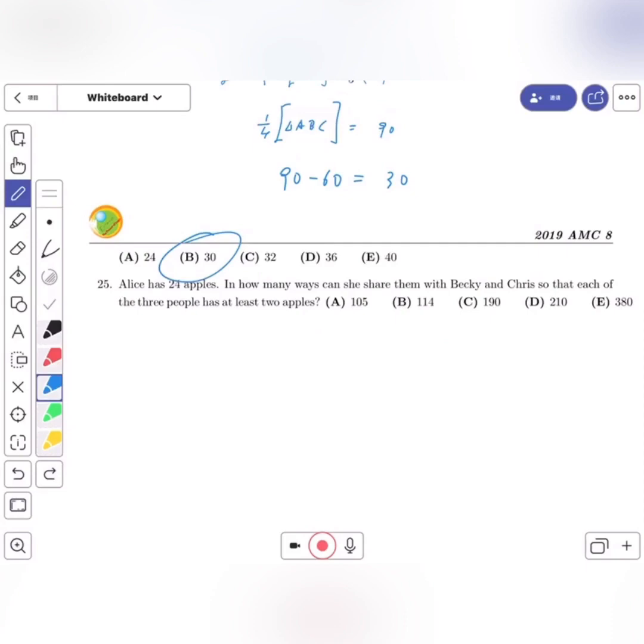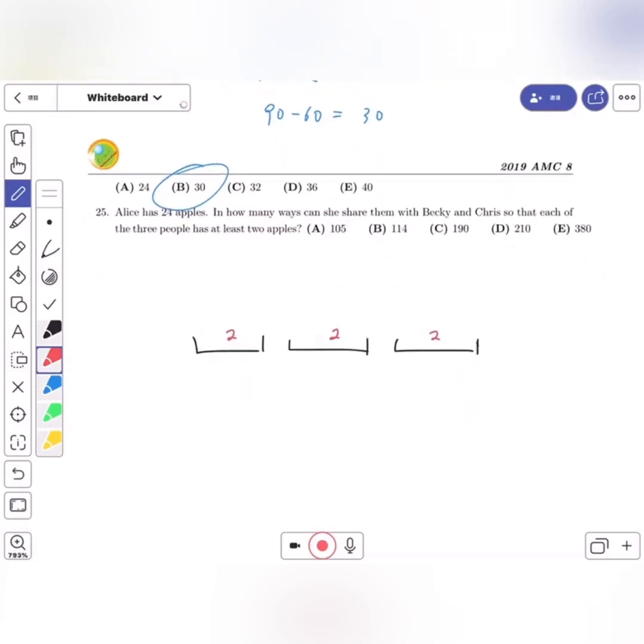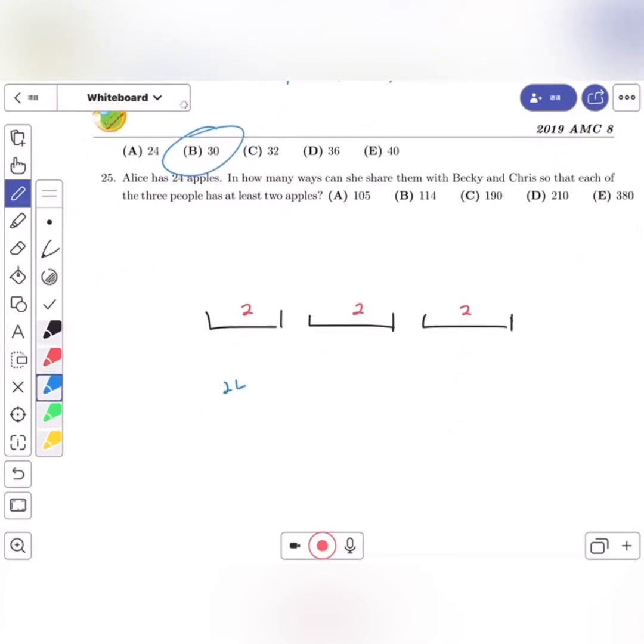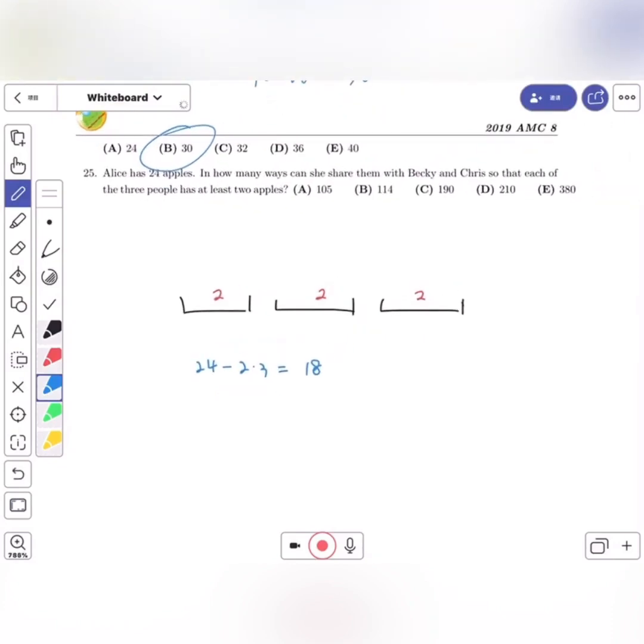So notice that all the apples are indistinguishable, right? So if we can just find 3 placeholders, then basically we can just insert one of the apples. Well, I'm just going to use 1. So we can just insert one of the apples to each of the 3. Well, at least 2 apples, sorry. So 2 for each. Now how many apples do we have left? Well, we have 24 minus 2 times 3, which is 18 apples left.